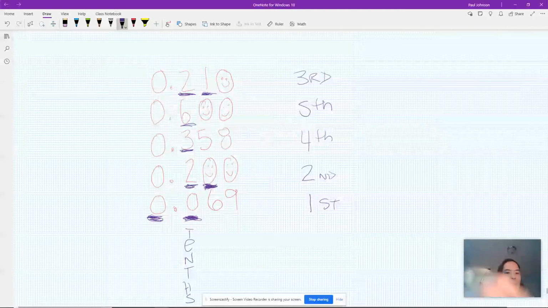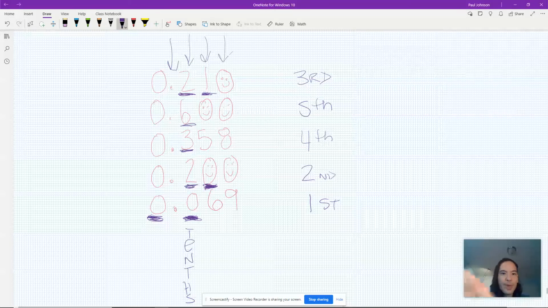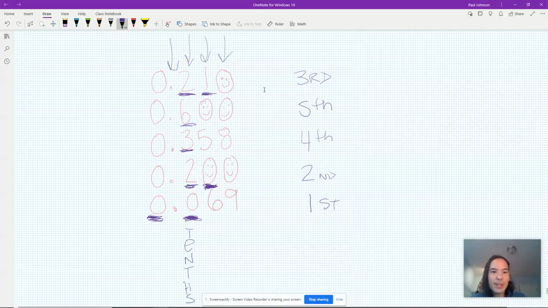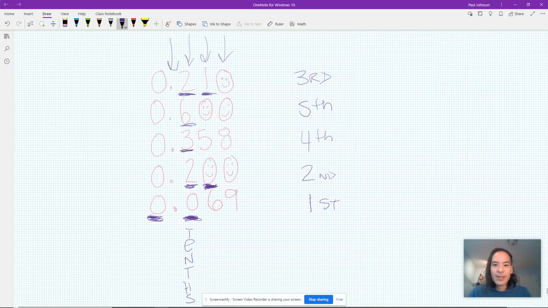So by lining up our decimal points and then lining up our place values and adding faces to save places, we can compare and order decimals very easily. So please line them up whenever you're doing this on your own. Okay, so we're going to go ahead and put these in order.